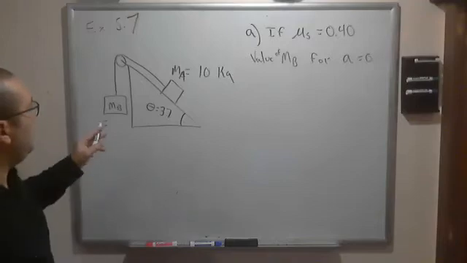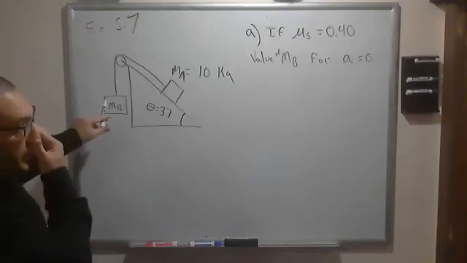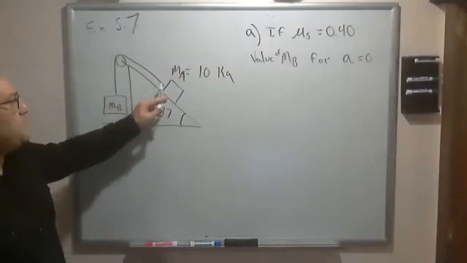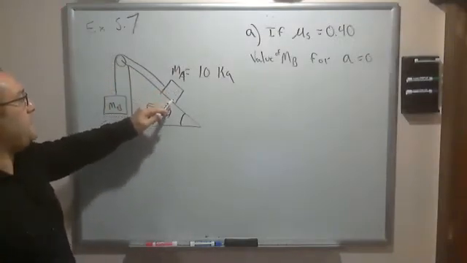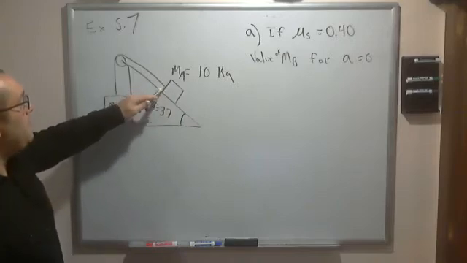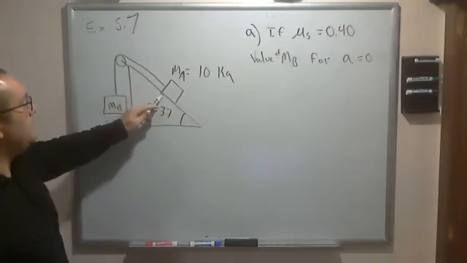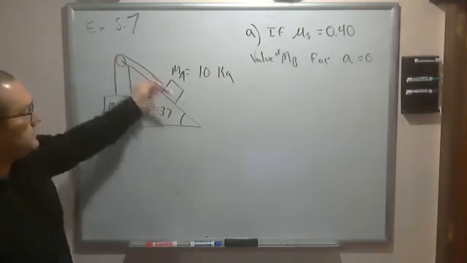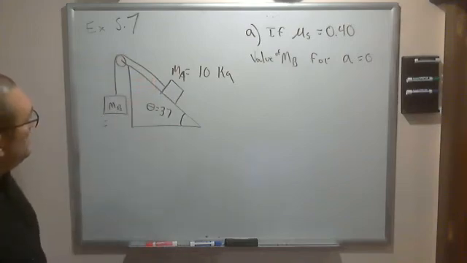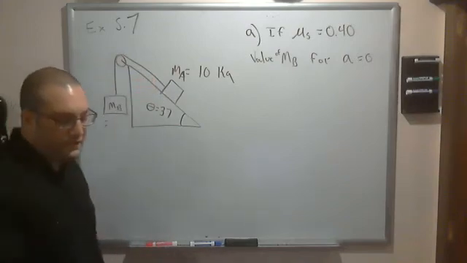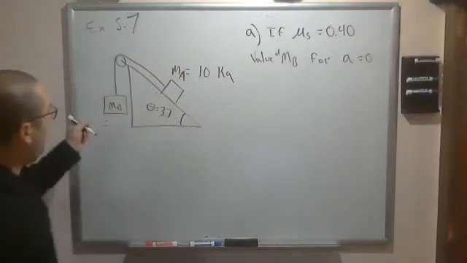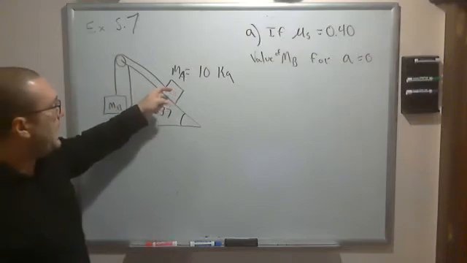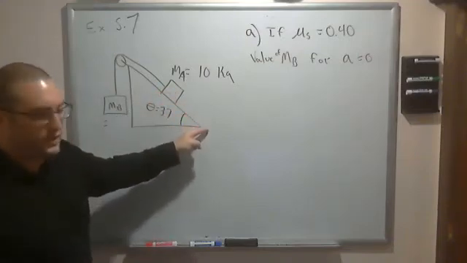So it's asking you for the range of values to keep acceleration 0, right? And there's going to be a range because within the static coefficient of friction, as long as the friction is greater than any of these forces in this direction, it will not move, right? And let's take a look at it. So if we start off with 0 mass over here, right, what happens? The box slides down this way, right?